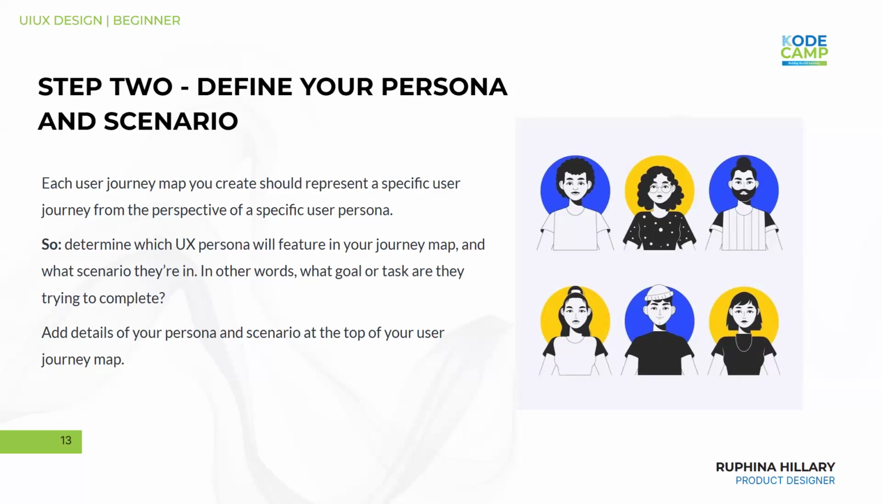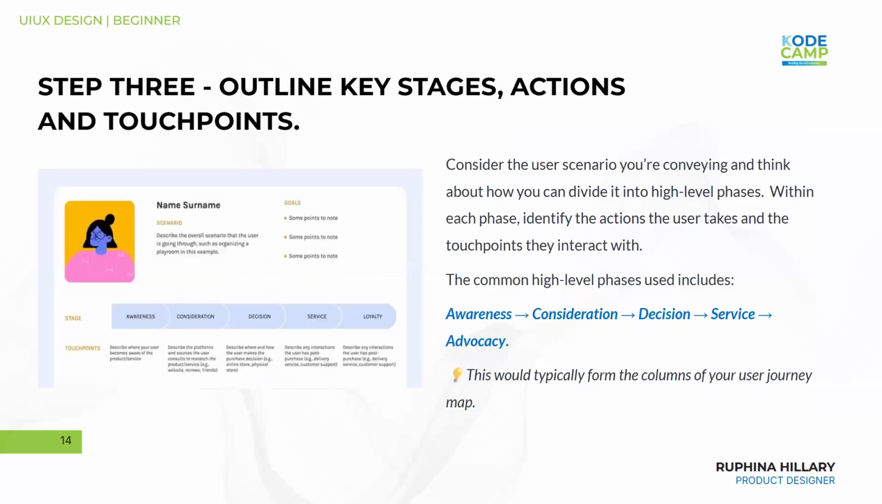That's for step two. Now, step three, outline the key stages, actions, and touch points. Like I've said before, key stages are the key stages where our users are interacting with our products. Common high-level phases, this is the most common one. We have awareness, like I've been saying before. This is when a user becomes aware of your product. Awareness, that's the first one.